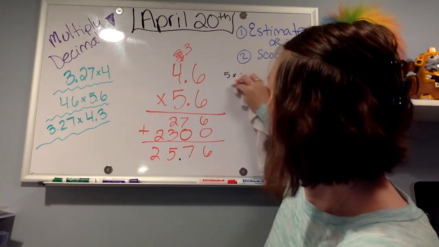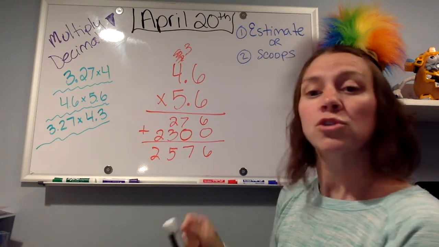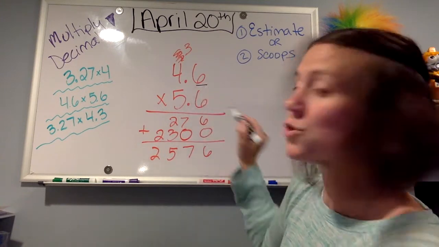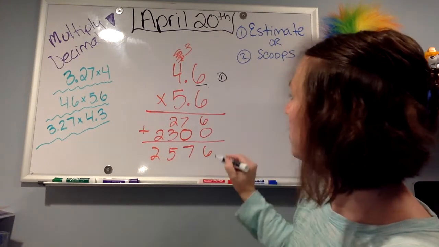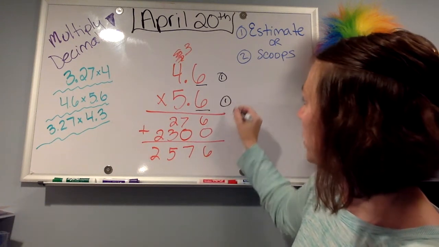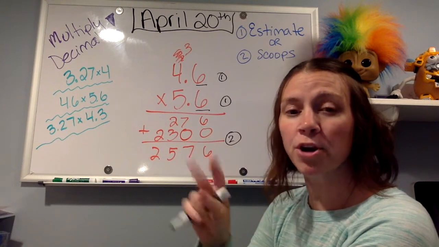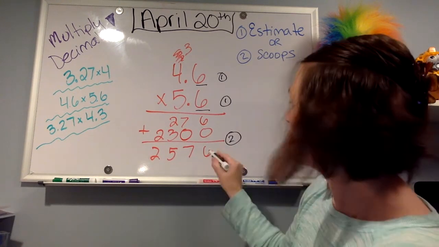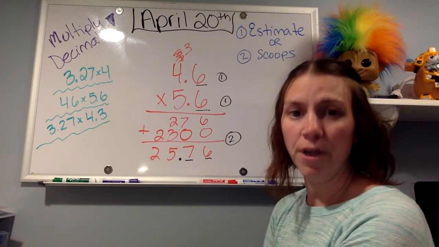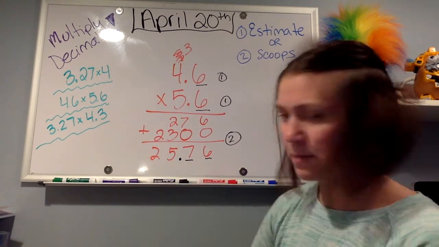Now, if you don't want to do the estimating way, remember we can scoop, we can count. So I say, how many numbers are after my decimal point? Well, there's one number after my decimal point. How many numbers are after my decimal point? 1 after my decimal point. So 1 plus 1 is 2. So that means I need 2 numbers after my decimal point. So I go 1, 2, and I put my decimal right there. Okay? Hopefully this is making a little bit of sense.